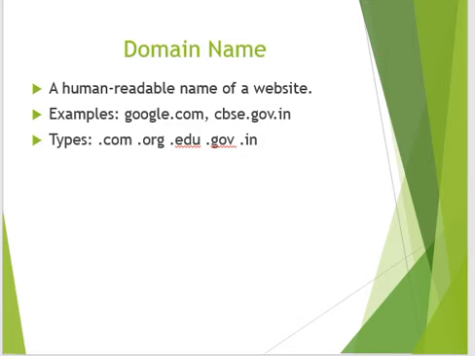Instead, we use domain names. A domain name is a human readable name assigned to a website. For example, google.com, cbse.gov.in, wikipedia.org. Some common domain extensions are .com, that is for commercial organizations, .edu for educational institutes, .gov for government organizations, .org for non-profit organizations, and .in for India. Domain names make websites easy to remember.